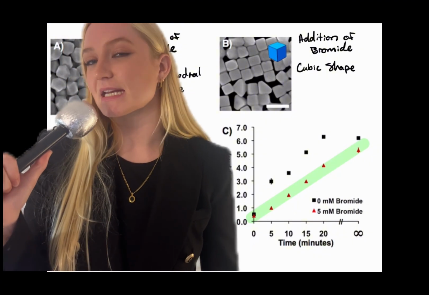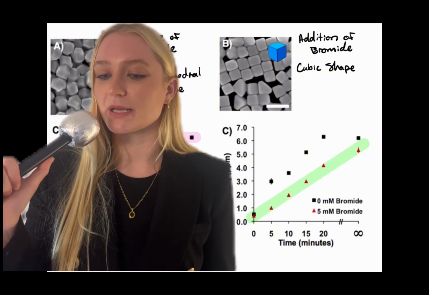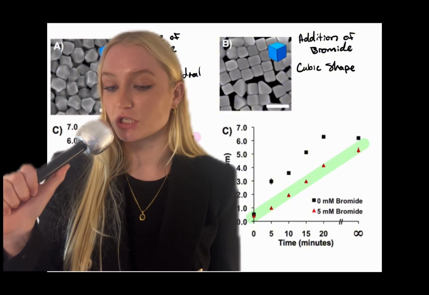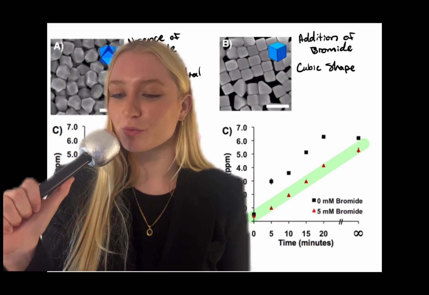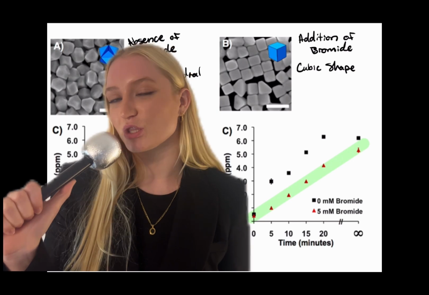When bromide is introduced at a concentration of 5 millimolar, the nanoparticles become cubic shaped, showing that bromide ions, acting as a soft base, have influenced the growth rate by stabilizing certain facets and reducing the reduction rate. This figure supports the conclusion that halides, like bromide, can control the growth rate and shape of nanoparticles by altering the reduction kinetics.